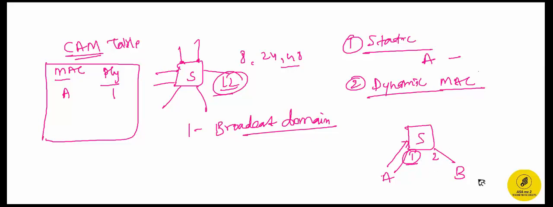Similarly, when B replies back, the switch learns that there is another device whose MAC address is B, and it's connected on port 2. So then it updates the CAM table with that information.